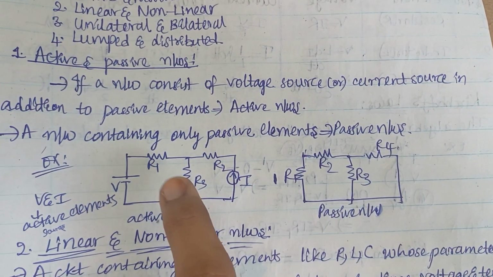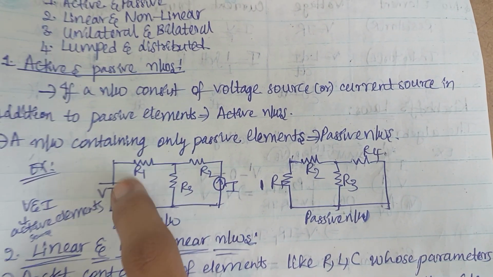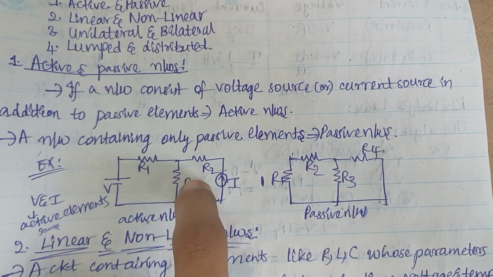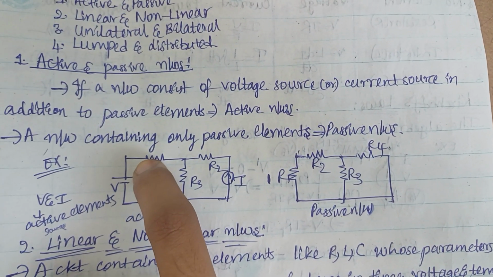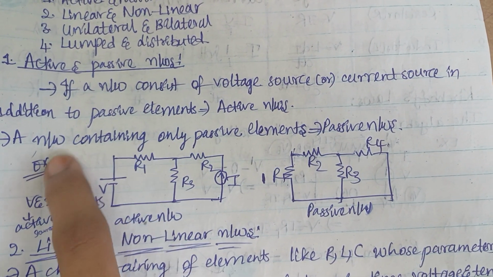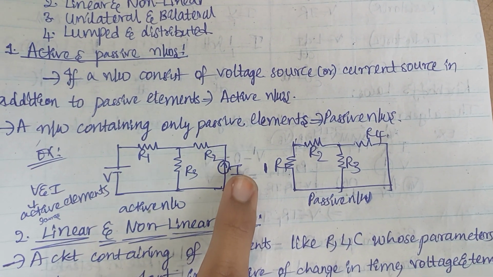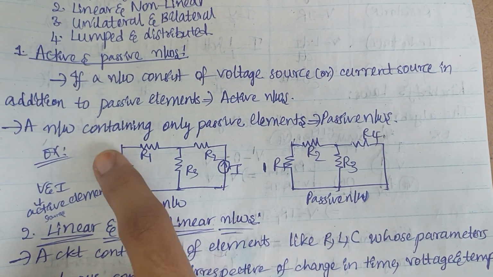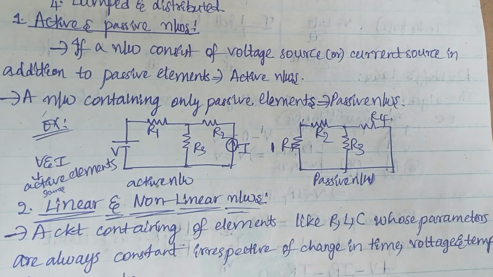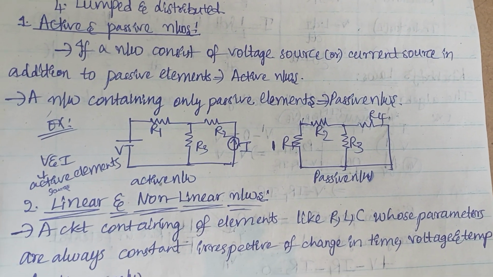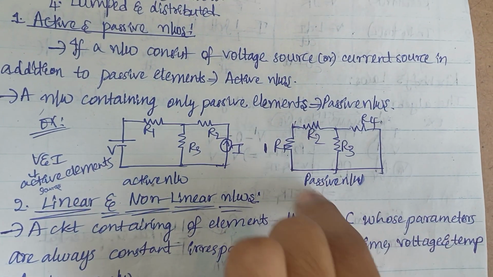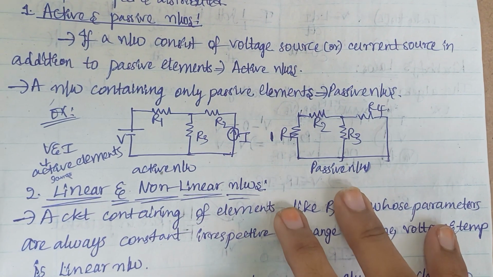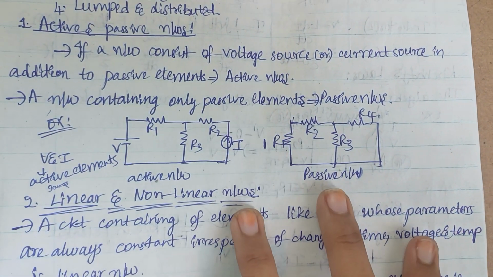For example, passive elements are nothing but your RLC, that is your resistor, inductor and capacitor. So in addition to these passive elements, if a source like a battery, a voltage source or current source is present, then you say it to be an active network. And the passive network is vice versa, a network containing only passive elements. It should not contain any source in it, then we say it to be a passive network. This is about your active and passive network.